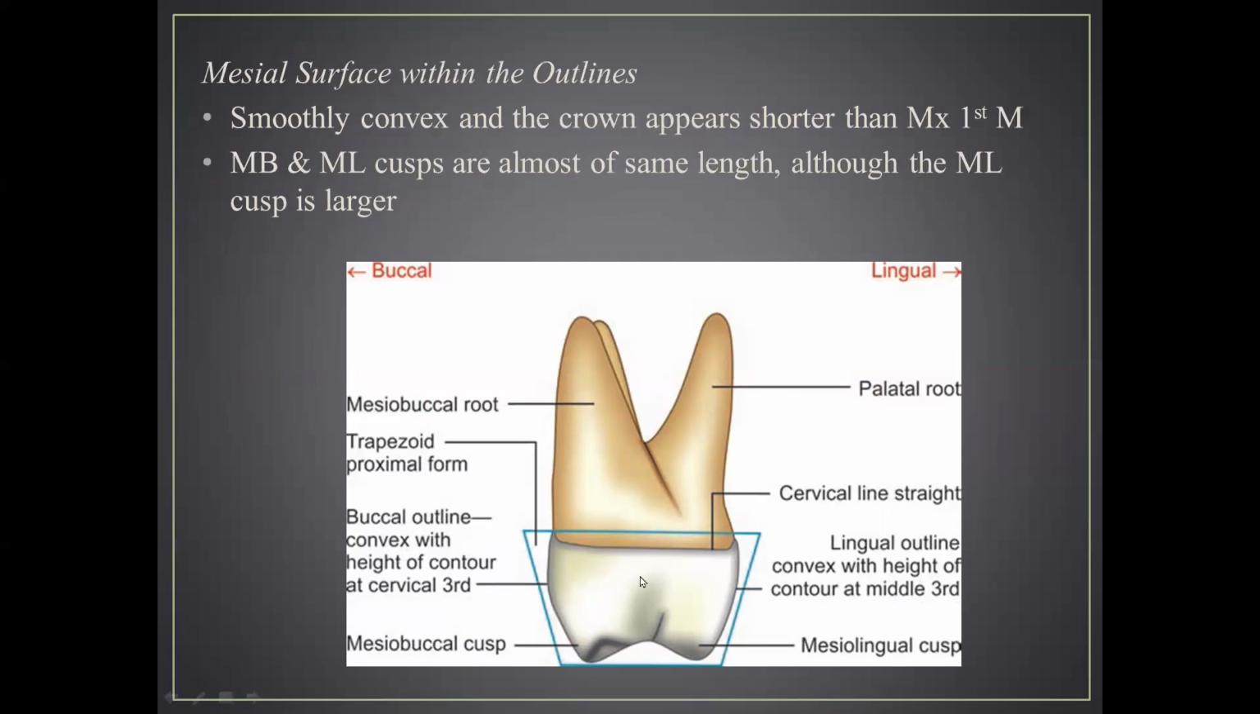Then within the outline, it is comparatively convex, and the crown has a tapering and appears shorter than the maxillary first molar. The mesiobuccal and the mesiolingual cusp are almost of the same length, although your mesiolingual cusp is comparatively larger.